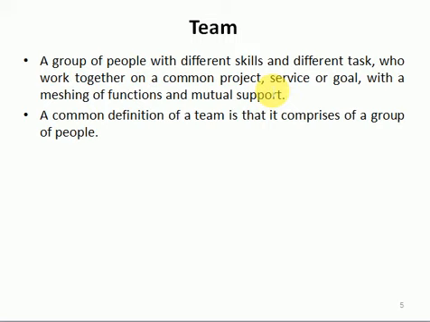to the people, each individual is working as a team there, but each individual has different tasks and different goals. That means their responsibilities and duties are different, their skills are different, but finally they are mutually supporting each other and doing their functions cooperatively to achieve a common purpose and common goals. I mean that in teamwork there is mutual support. A common definition of a team is that it comprises a group of people.